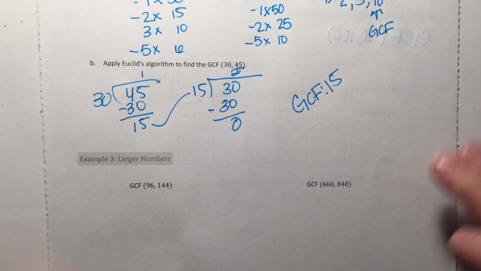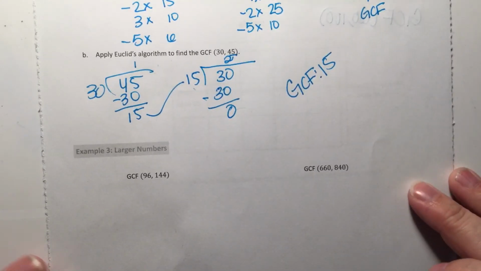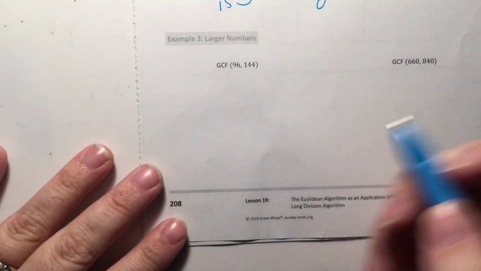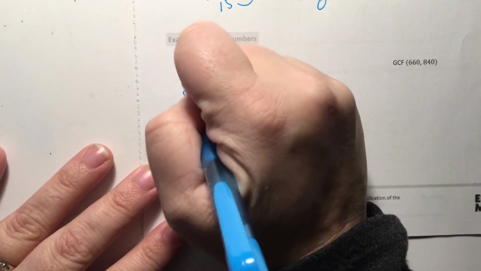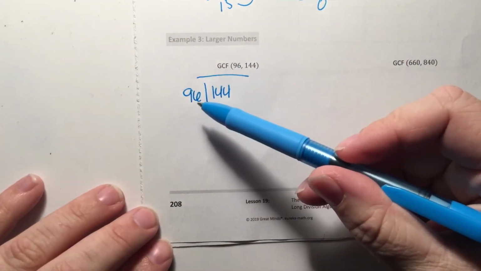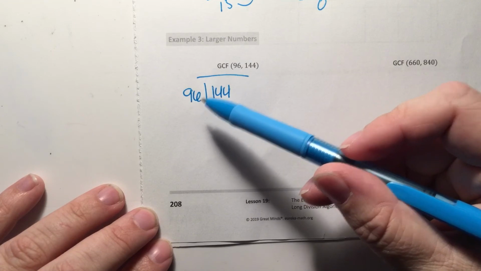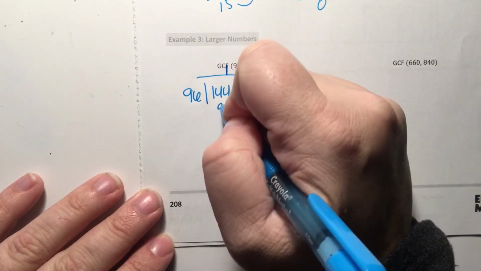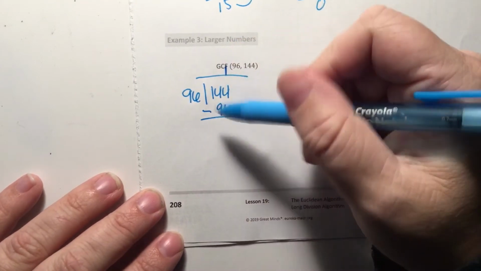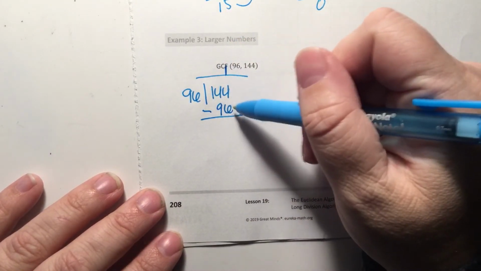Okay, let's try another one. Pause and copy if you need to. Okay. Let's do 96 and 144. Remember, big number on the inside, small number on the outside. Okay, guys, this is almost 100, right? 4 short. It can only go in one time, right? So 144 minus 96. Okay. So I know there's 44 here and 4 here.